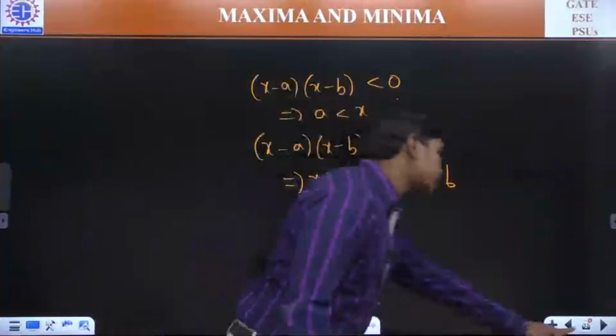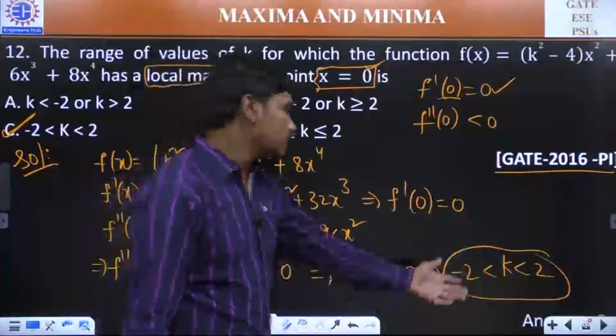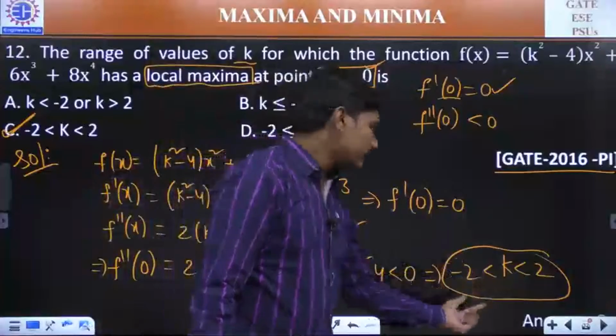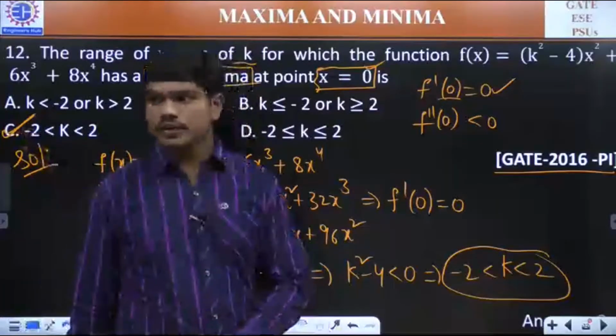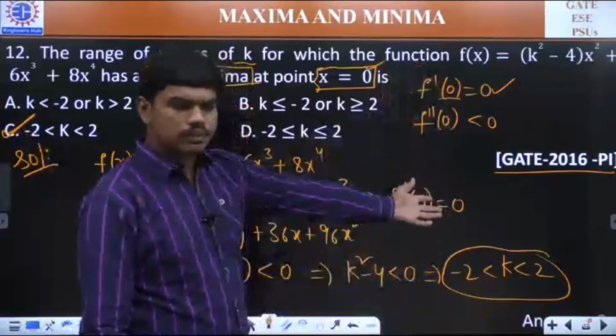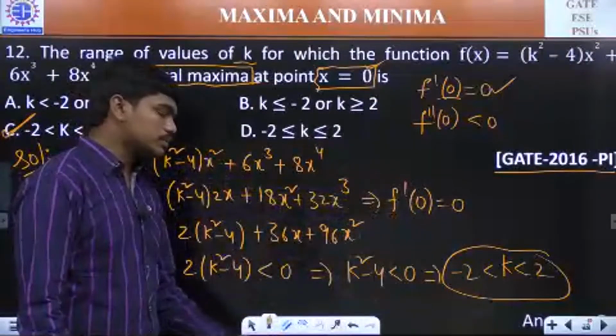Since here, if you factorize k square minus 4, you will get k minus 2 into k plus 2, which is less than 0. So your k should lie in between minus 2 and 2. Is that clear to all of you? Did you all understand this question? It's a simple question actually. There's no big problem in this.